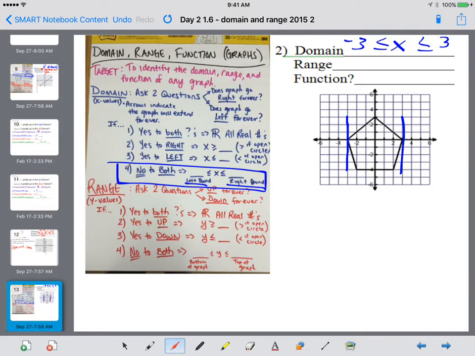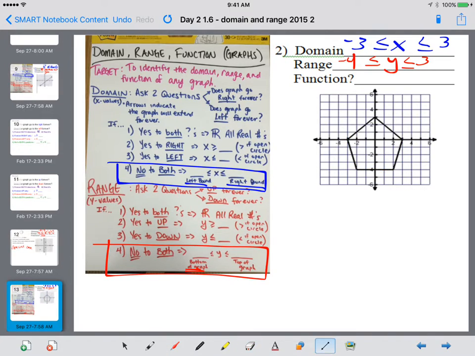Let's move on to the range. Does it go up forever? Does it go down forever? Again, you would say no to both. So we look for the bottom of the graph and the top of the graph. So I'm going to copy this down, and now I'm looking for the bottom of the graph. Well, the bottom would be -4, so that's going to fill in there, and the top would be up here at 3. I've done my domain and my range.